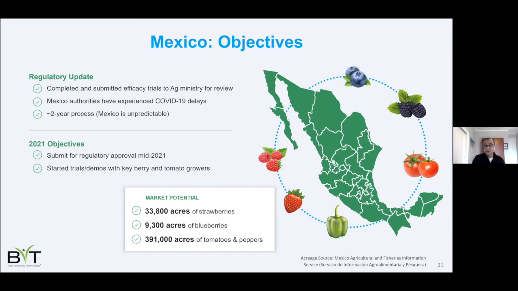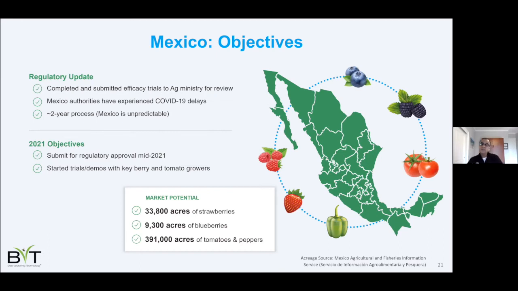Now, what we have heard is that Mexico is one of those countries that has been hit very hard by COVID-19. And so their regulatory authority offices are operating at a much reduced capacity. So we are unfortunately subject to some delays at their end. We do expect to be able to submit in mid-2021 when they're ready to receive our dossier. And we've been told that it's about a 2-year registration review process. But again, Mexico is not one that is extremely predictable.